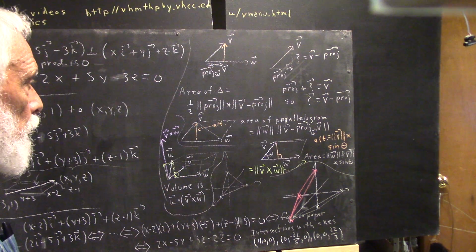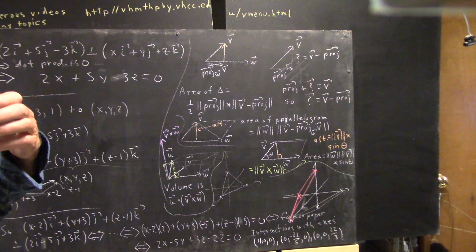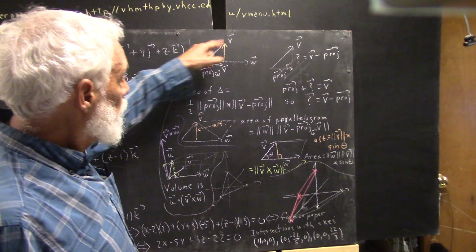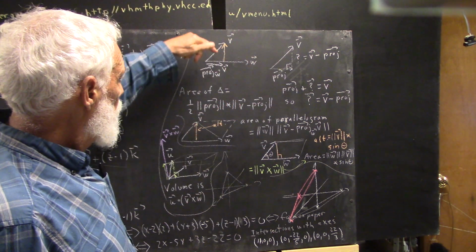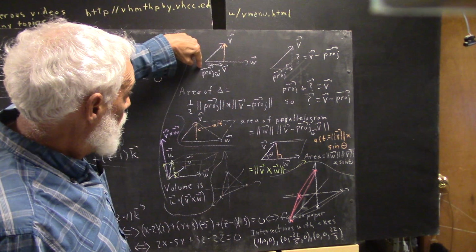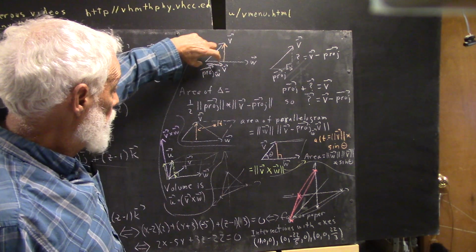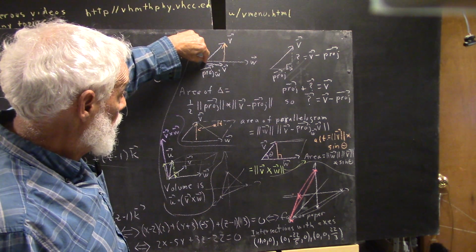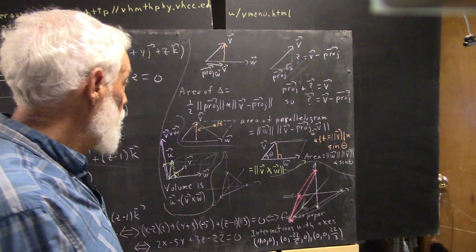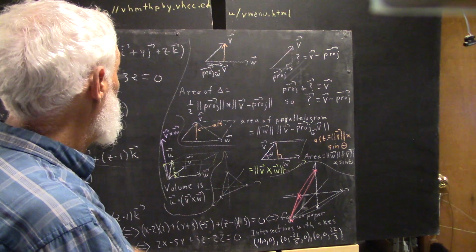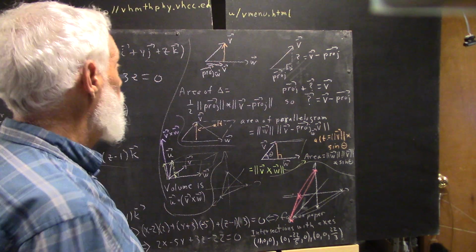Now let's return to the idea of the projection again. If we got V here and W here, we have the vector projection of V onto W, this vector here. That would actually be the vector that lies along here.